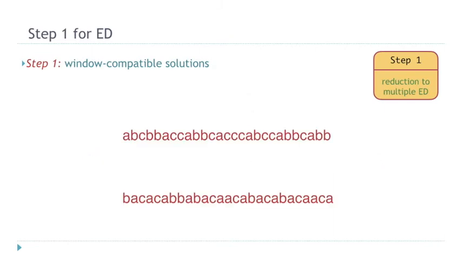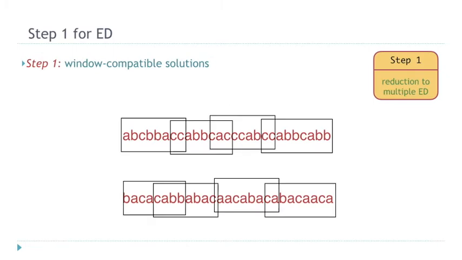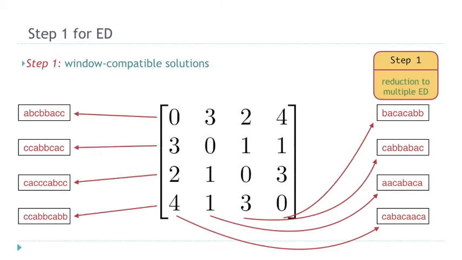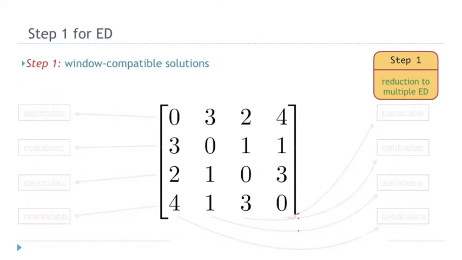For example, these are the 2 strings. We introduce the windows. They could overlap. Then we put the windows of the first string on the left, and the windows of the second string on the right. And we look for this matrix. So basically, this matrix tells us the edit distance between every window of the first string and every window of the second string. Why does it matter to find it?